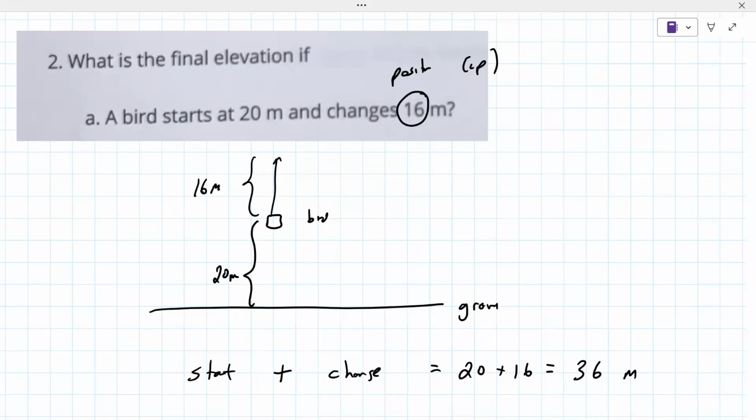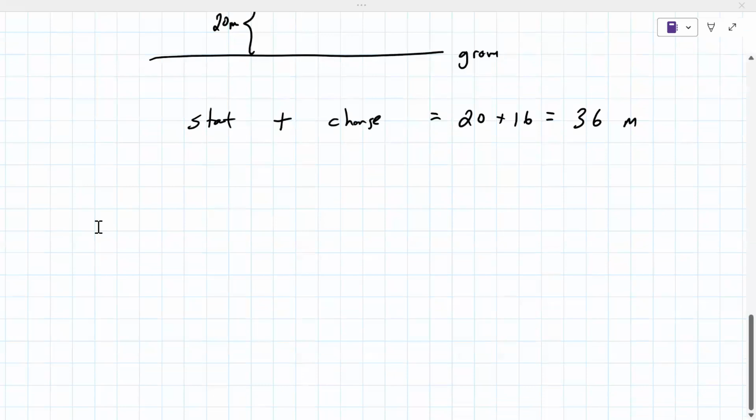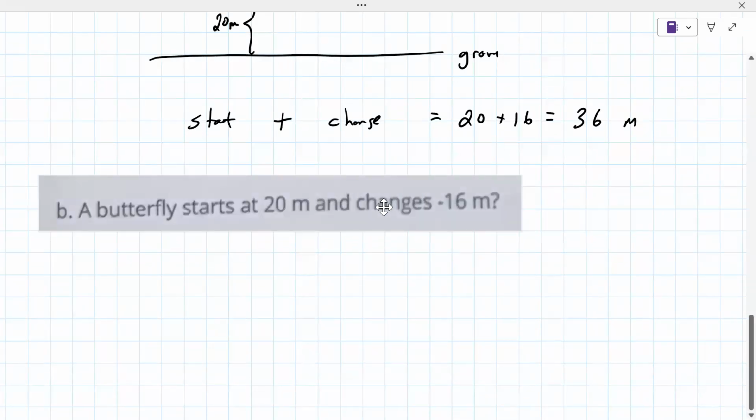Now in part B, which was kind of the oddity, I was like, what is going on here? They're considering down negative, okay? But you still add the change. You always take the starting position and you add the change. So this would be 20 plus negative 16. What does that become? Negative 36. If they're both negative, you keep the sign like that.